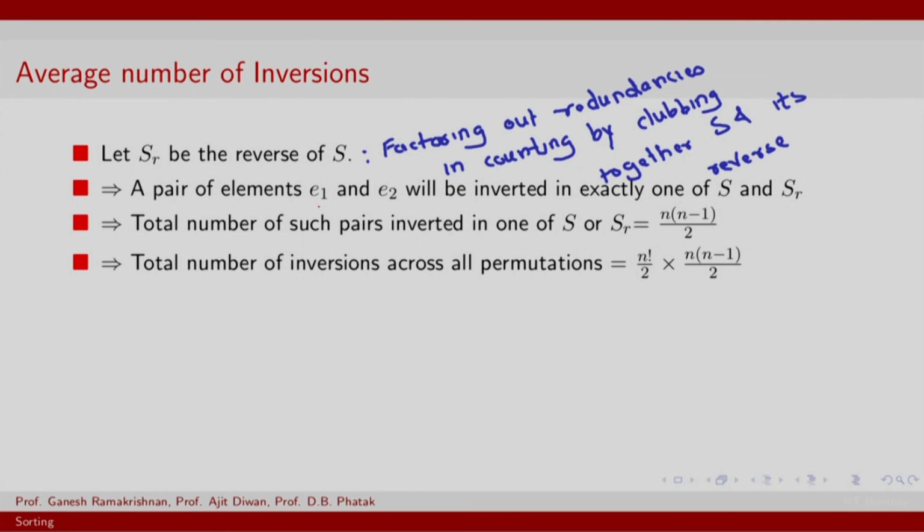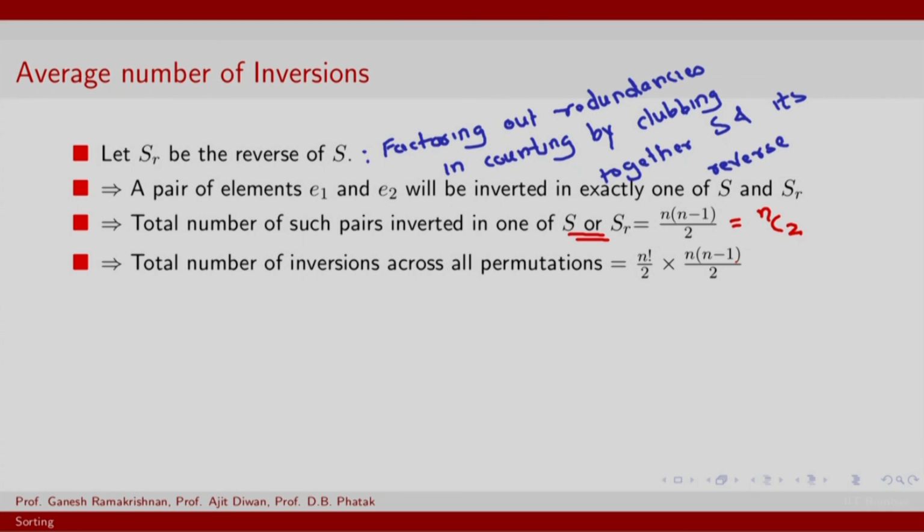A pair of elements E1 and E2 will be inverted in exactly one of S and SR. This is obvious. If E1 followed by E2 is the correct, desired order, it will reflect in S and the reverse will reflect in SR, or vice versa. So the total number of such pairs inverted in either one of S or SR, and that is the advantage of clubbing, is n into n minus 1 by 2. Basically this is n choose 2 because there are n choose 2 such pairs. So they have to be inverted in one of them.